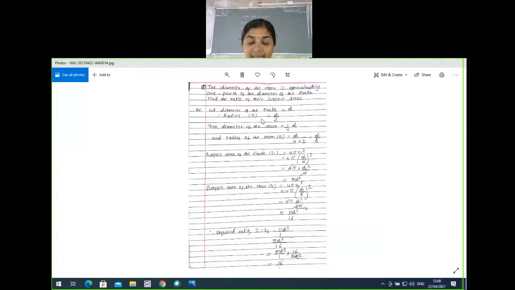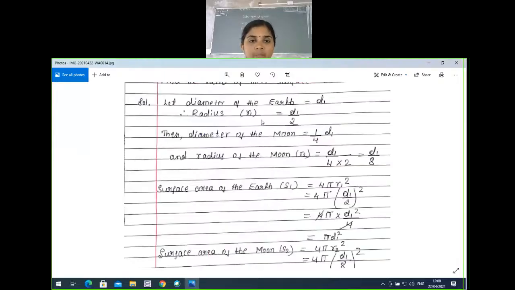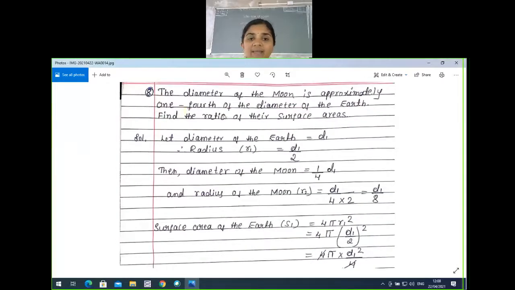Let us see the 8th problem. The question is like this. The diameter of the moon is approximately one-fourth of the diameter of the earth. Try to understand the statement properly. Okay, the diameter of the moon is approximately one-fourth of the diameter of the earth.